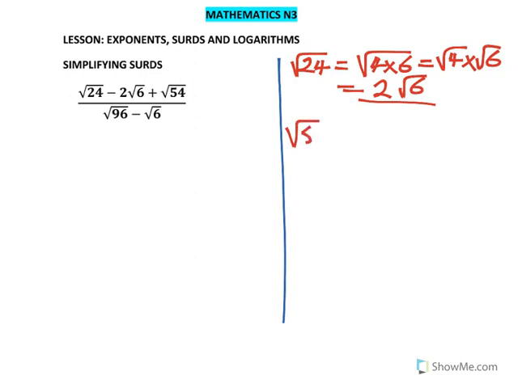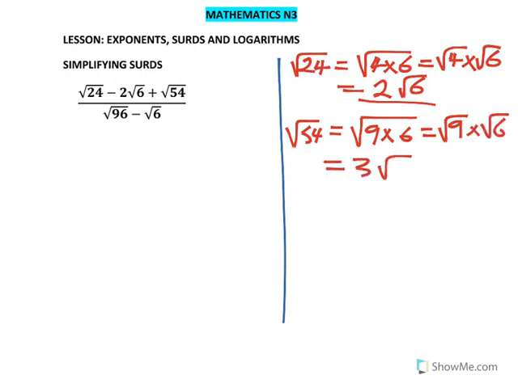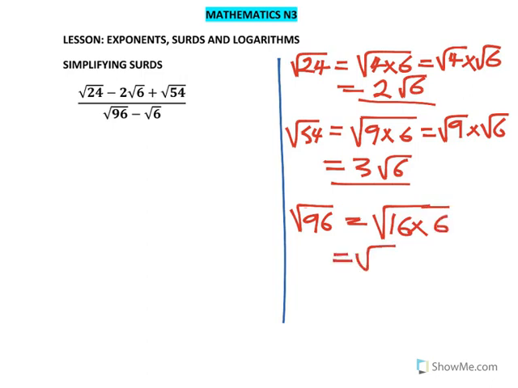What about square root of 54? Square root of 54 will be square root of 9 times 6, which is equal to square root of 9 times square root of 6. What is square root of 9? It is 3 root 6. And the other one is square root of 96. What is square root of 96? Square root of 96 is square root of 16 times 6, which is equal to square root of 16 times square root of 6, which is equal to 4 root 6.